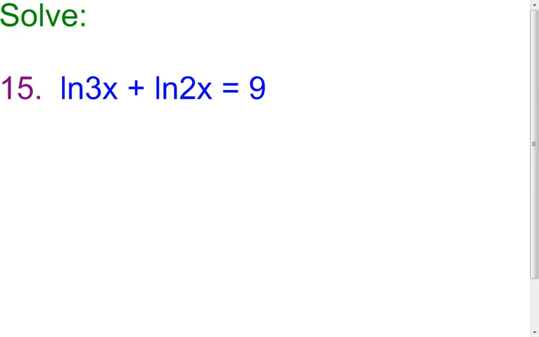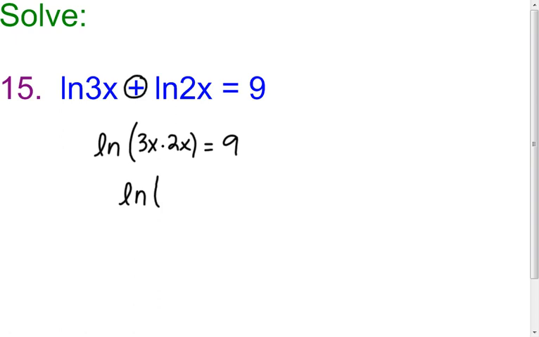All right, and then here we're using our same log properties that we used when logs were in any other base. Remember that ln's are in log base e, so all those log properties still hold. So because this is a plus in here, I can make this be ln of 3x times 2x, or the natural log of 6x squared. Okay, so then of course I can change this to e to the 9th equals 6x squared.